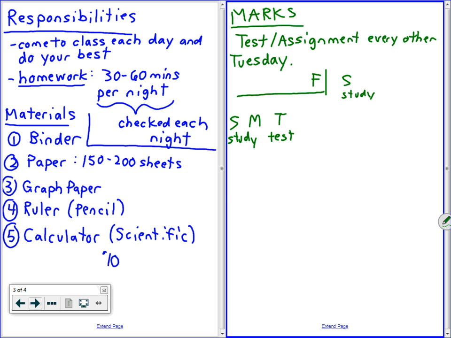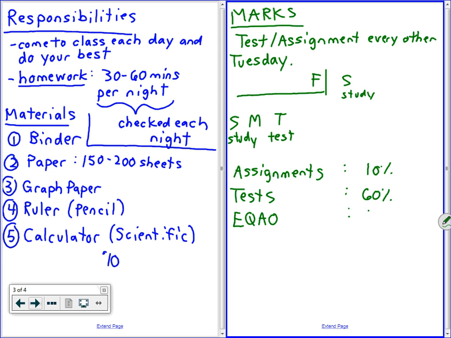There's going to be about 8 tests, so the assignments are worth 10%. Your tests are worth about 60. Your EQAO, which don't worry about, we'll talk about that in February, is worth about 10%, and your final exam is 20.